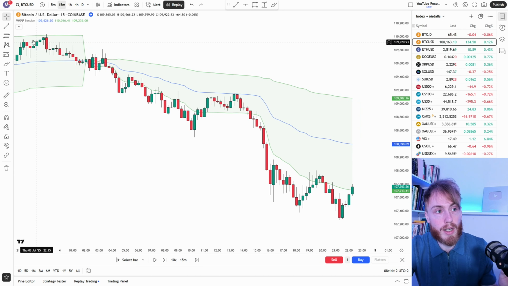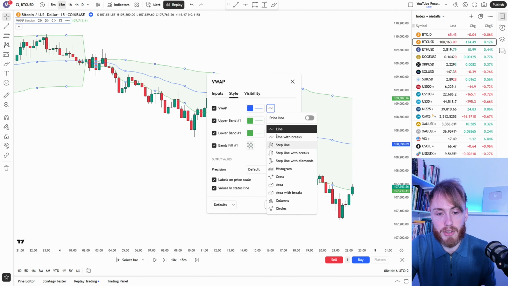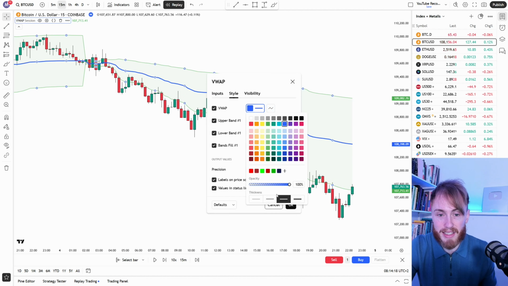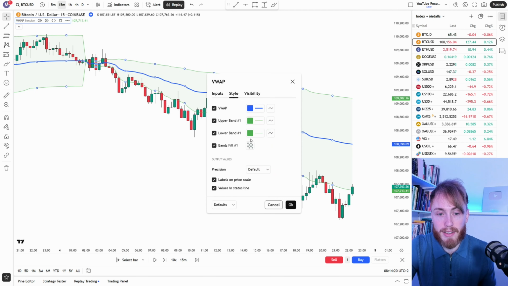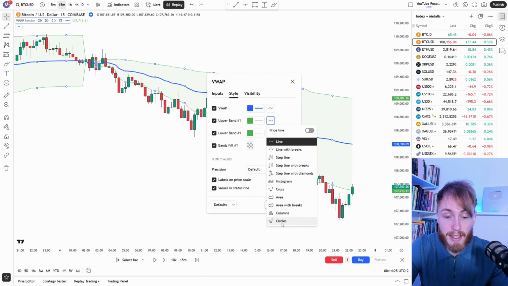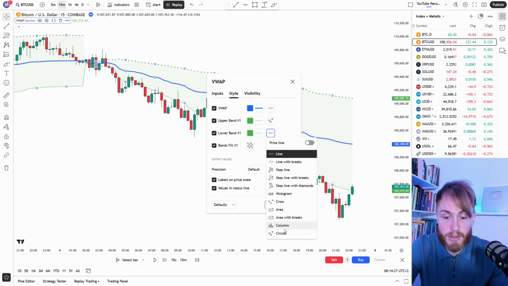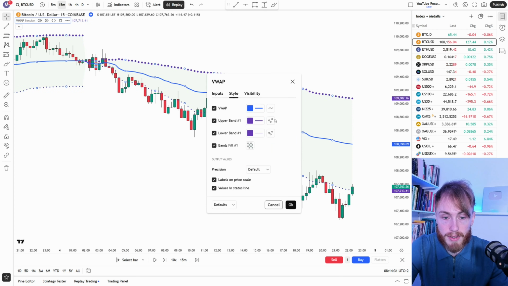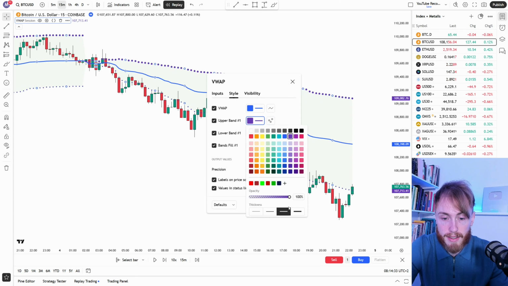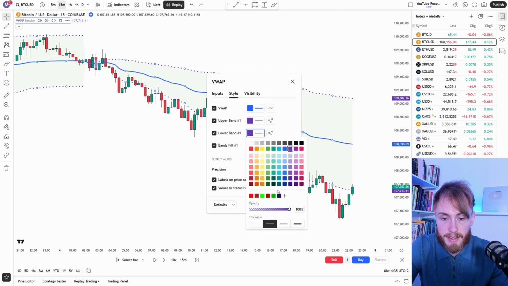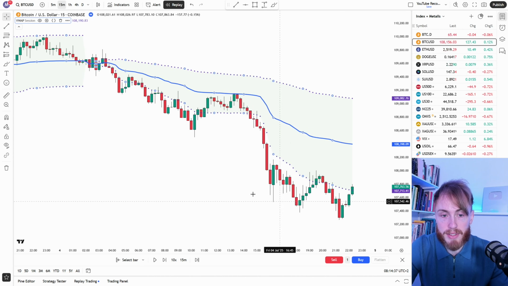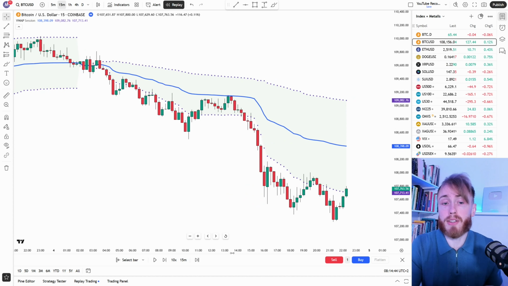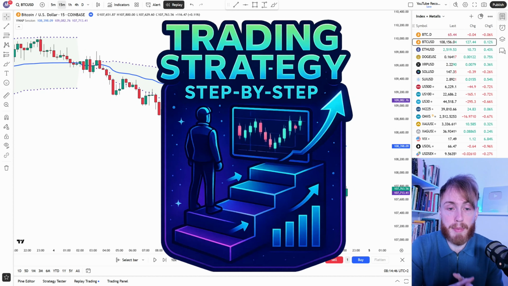And now I just want to make it a bit more clear. So I go up to the settings tab. I like to just, let's increase the thickness here of the middle line. And if you want to change it as I had it in the beginning, I changed this one to circles, this one to circles, and to purple. I think I had it a little bit like this, and then we press OK. So now let's take a look at a trading strategy step by step.